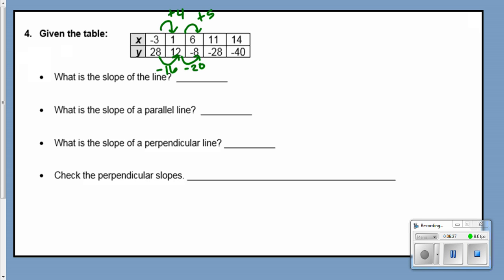Change in y over change in x. So let's try negative 16 over 4 or negative 20 over 5. Either way, I simplify and I get a 4. Oh, negative 4, sorry. Ooh, close one. So the slope of the line is negative 4. So the slope of a parallel line would also have to be negative 4. Without even thinking of the picture or the visual here, it's got to be the same number. Perpendicular, I'm going to flip it and change the sign. So it has to be positive.